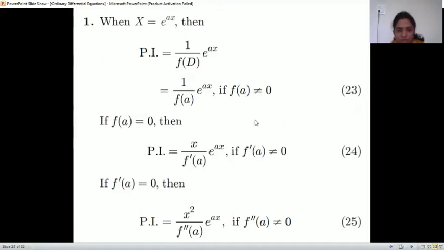Again that f dash a should not be 0, and if it is 0 then we have to again multiply by one more x and next derivative. So x square upon f double dash of a into e raised to ax, that is if f double dash of a is not equal to 0. And continue. If it is 0 then one more, right? One more x, one more derivative.